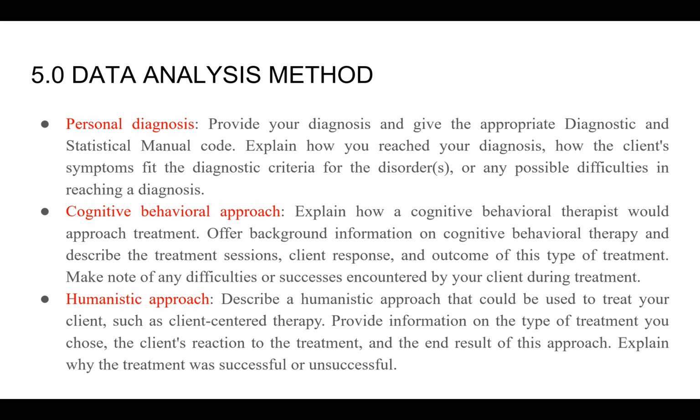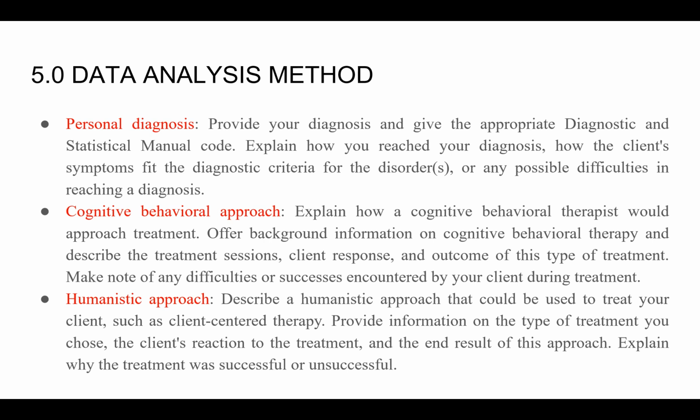Okay, let's continue to see the data analysis method. It contains 5 points, so I will introduce it briefly. The first is personal diagnosis. It means provide your diagnosis and then give the appropriate Diagnostic and Statistical Manual code. The second one is cognitive behavioral approach. It means you should explain how a cognitive behavioral therapist would approach the treatment.